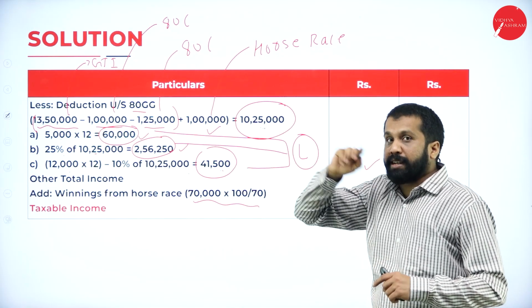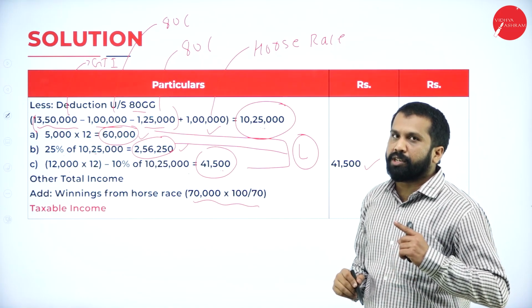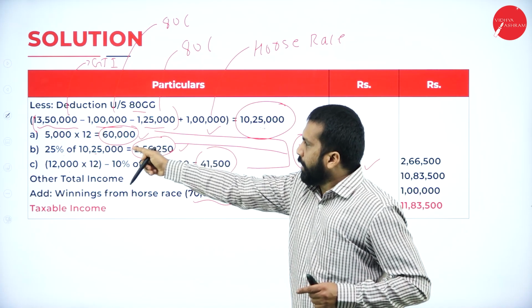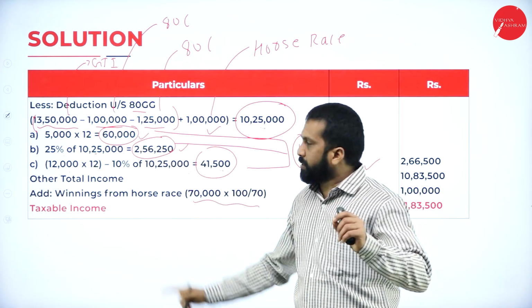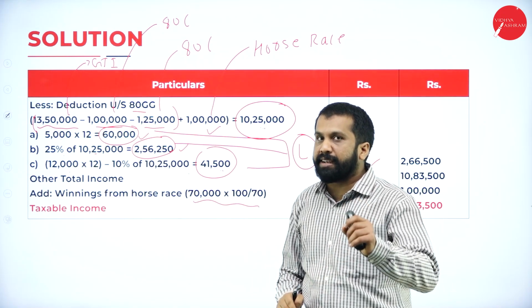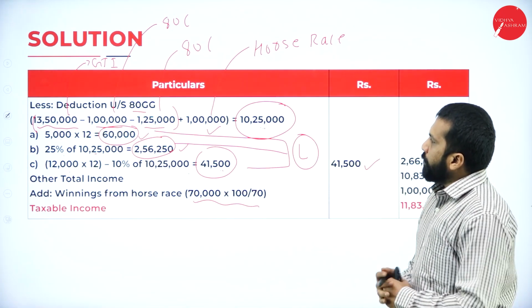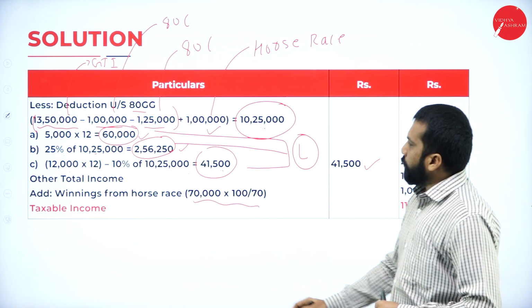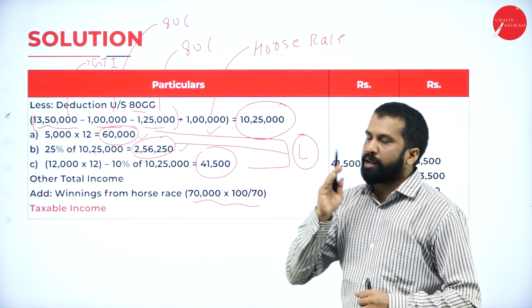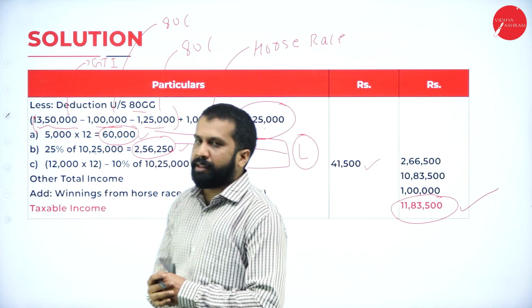While working out, please write down all this in pencil. Why? Because it will be easy while doing the revision. Or else you will be confused: how come I got 1 lakh? What is this 125? How come I got 25? 25% is fixed, 10% is fixed. It is always there under 80GG. Hope you are clear. Good. Now we have done with this. Other total income, add winning from horse race, that is also done. Total taxable income we got. 11,83,500 is your taxable income.